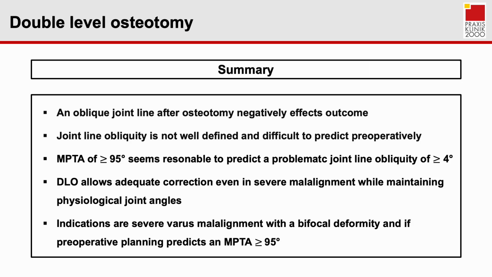So, in summary, an oblique joint line after osteotomy negatively affects outcome. Joint line obliquity is not well defined and difficult to predict preoperatively. An MPTA of 95 degrees or more seems reasonable to predict a problematic joint line obliquity of 4 degrees or more. DLO allows adequate correction even in severe malalignment while maintaining physiological joint angles, and the indications are severe varus malalignment with a bifocal deformity, and if preoperative planning predicts an MPTA of 95 degrees or more.